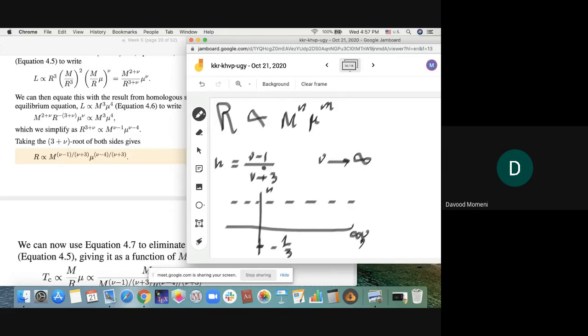Taking the limit of (x minus 1) over (x plus 3) when x goes to infinity: from the numerator just x remains, from the denominator x over x will be 1. So it will intersect with the axis like here. And when nu goes to minus infinity, what happens to these functions? What will n be?